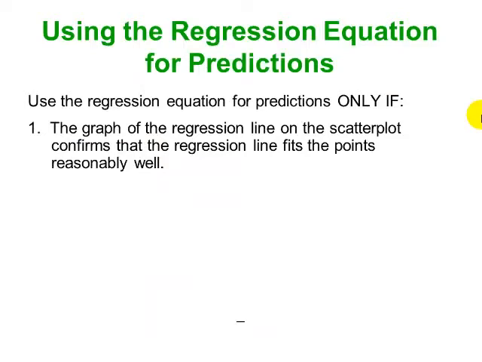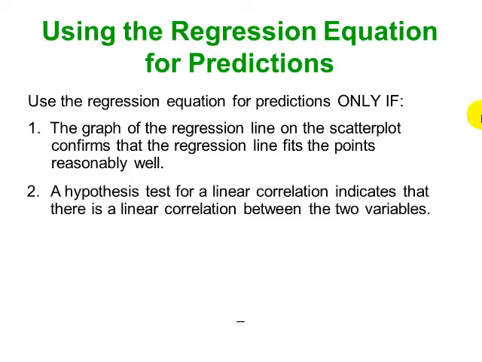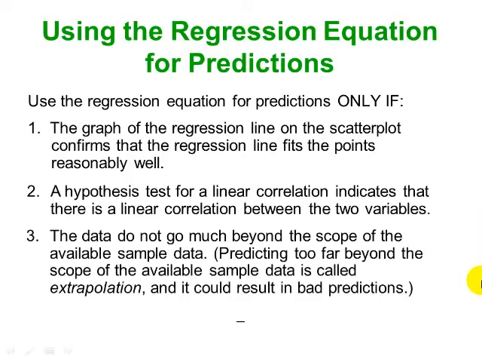Now when we're trying to use our regression equation for predictions, we can only do this if, number 1, the graph of the regression line on the scatter plot confirms that the regression line fits the points reasonably well. In other words, we need to look at the scatter plot and the regression line. Also, number 2, if we conduct a hypothesis test for a linear correlation, it indicates that there is a linear correlation between the two variables. That's why we do the hypothesis test. And the third thing is that the data don't go too much beyond the scope of the available sample data.